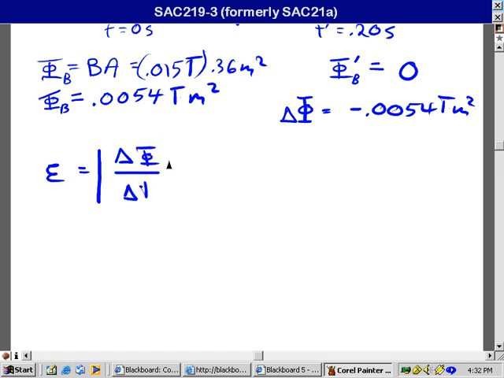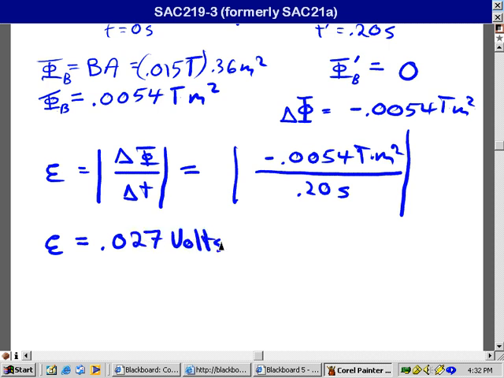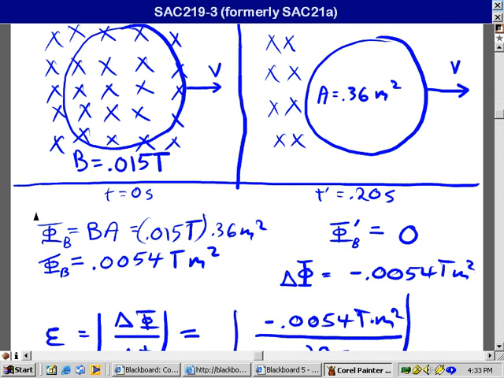divided by delta t, and the time interval over which this occurred was 0.20 seconds. I can put the minus sign in there. It doesn't really matter since I'm dealing with an absolute value. I'll go ahead and copy it down just as we calculate it. Divide that by the 0.20 seconds, and we got the EMF in magnitude induced in that loop is just 0.027 volts. I think that's the answer to part A.